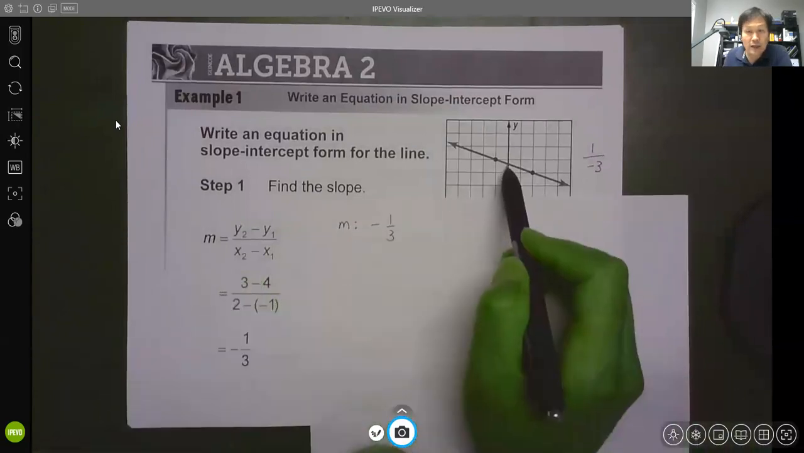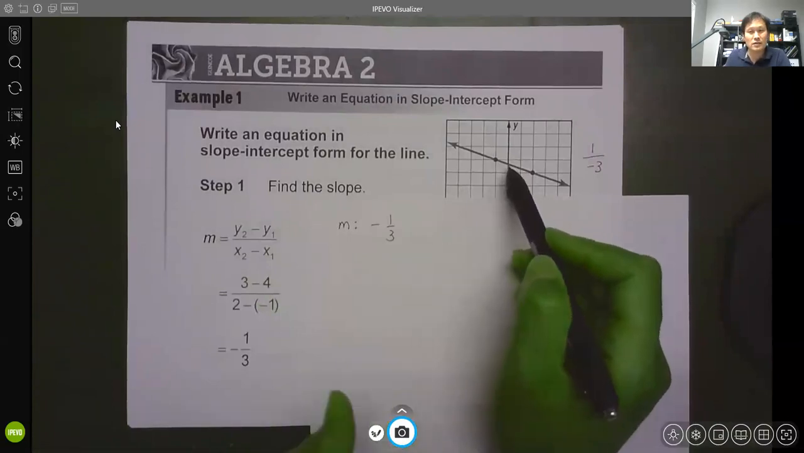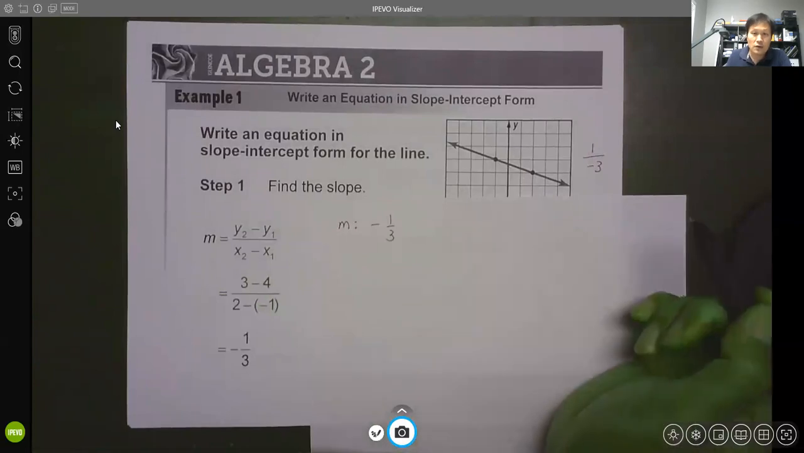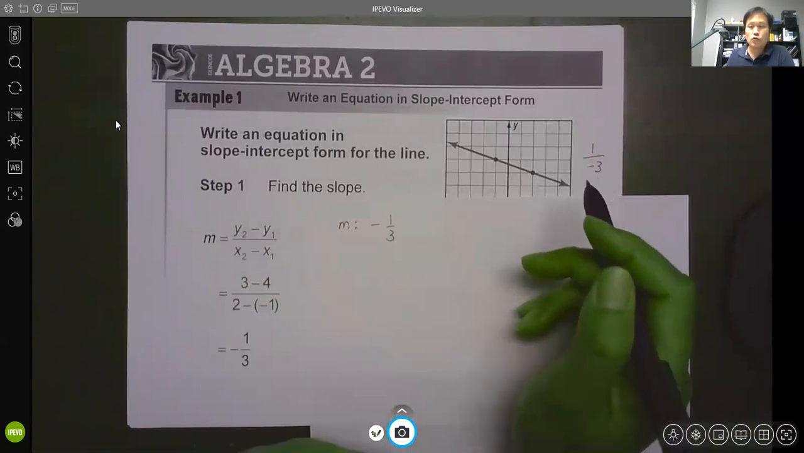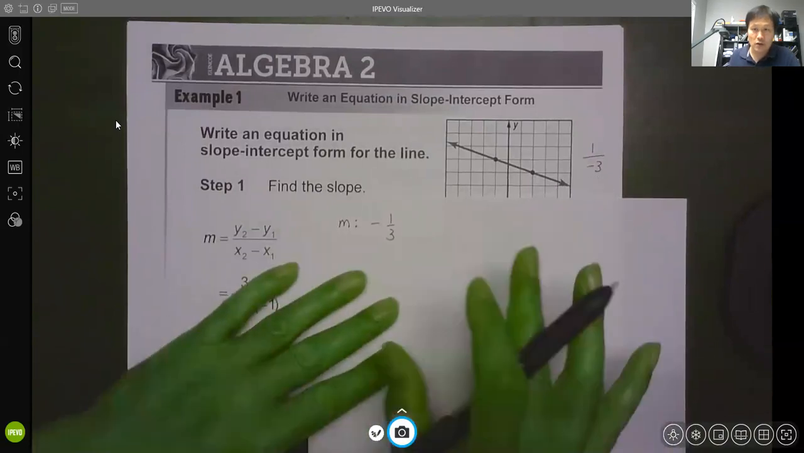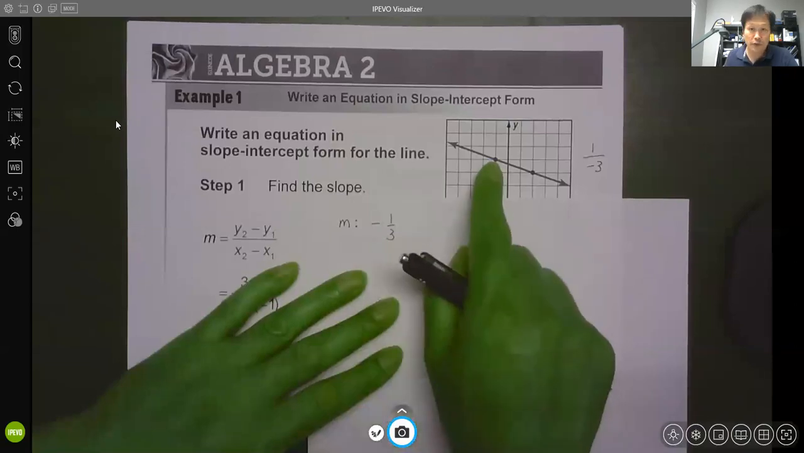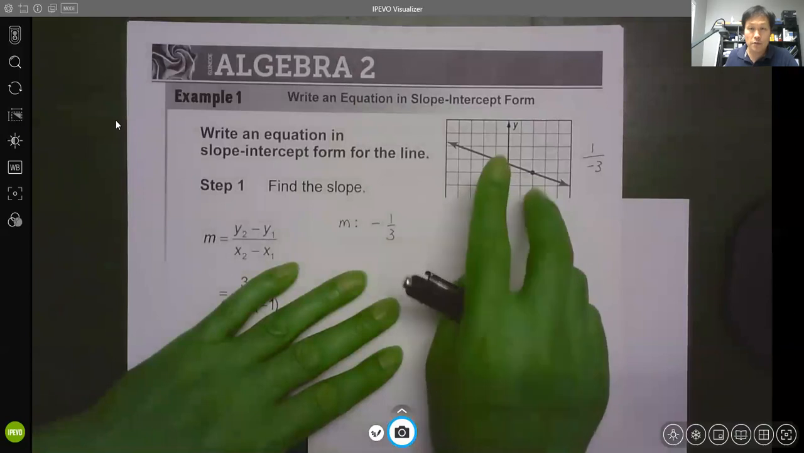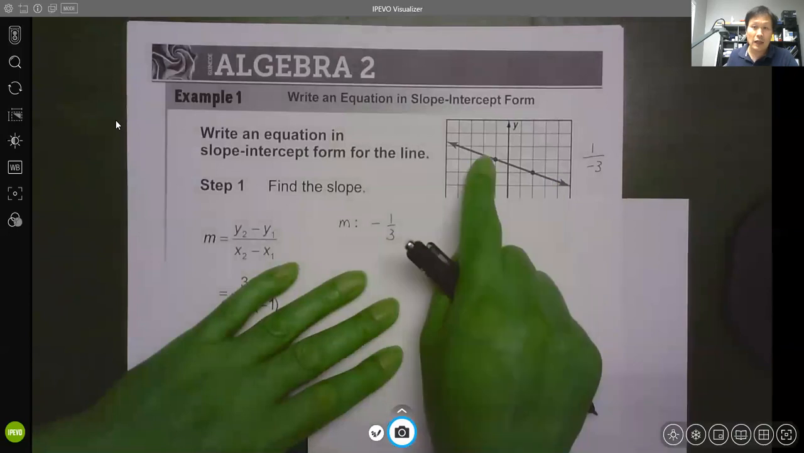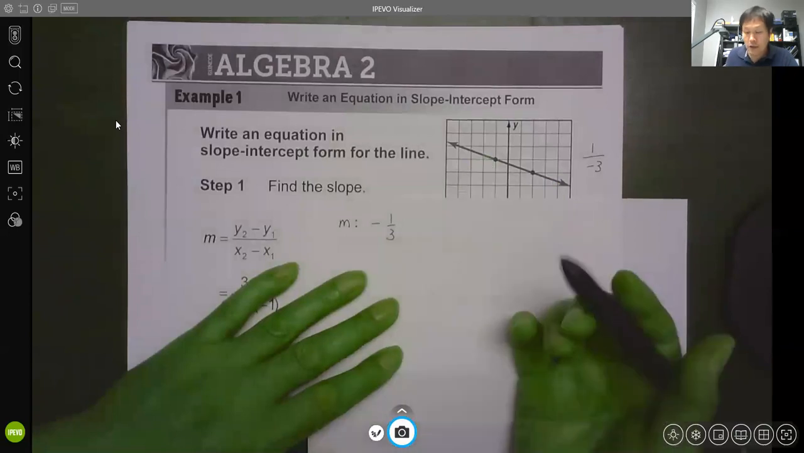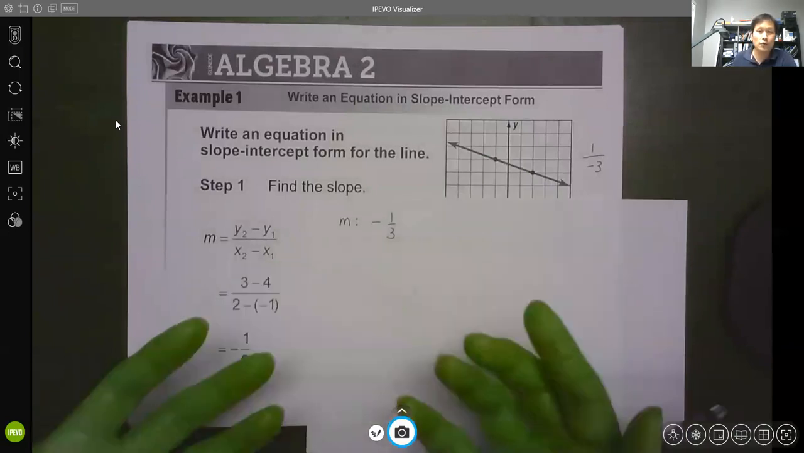Look at the y-intercept. Y-intercept is somewhere in the middle, so it's hard to read just from the graph. So this is a part I would usually do point slope form, because I have a slope and I have 2 points. All you need is 1 point. Just pick any point, because I have a slope and a point. It's easier to go with whatever is available.